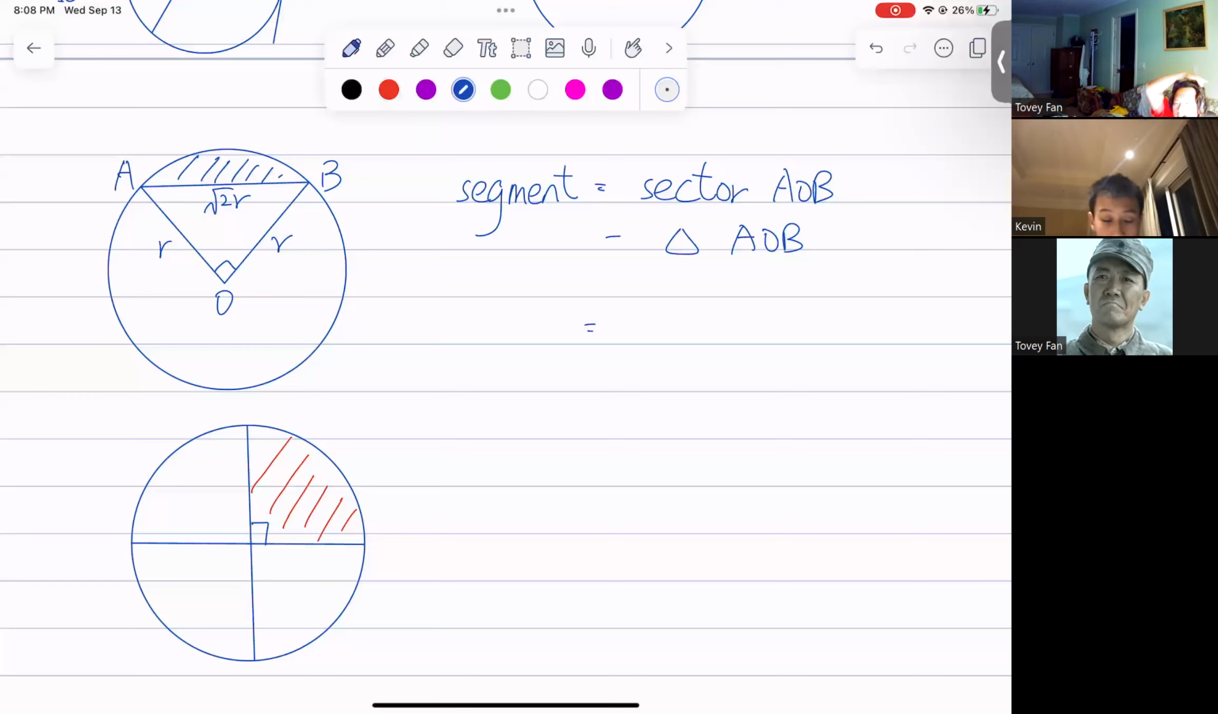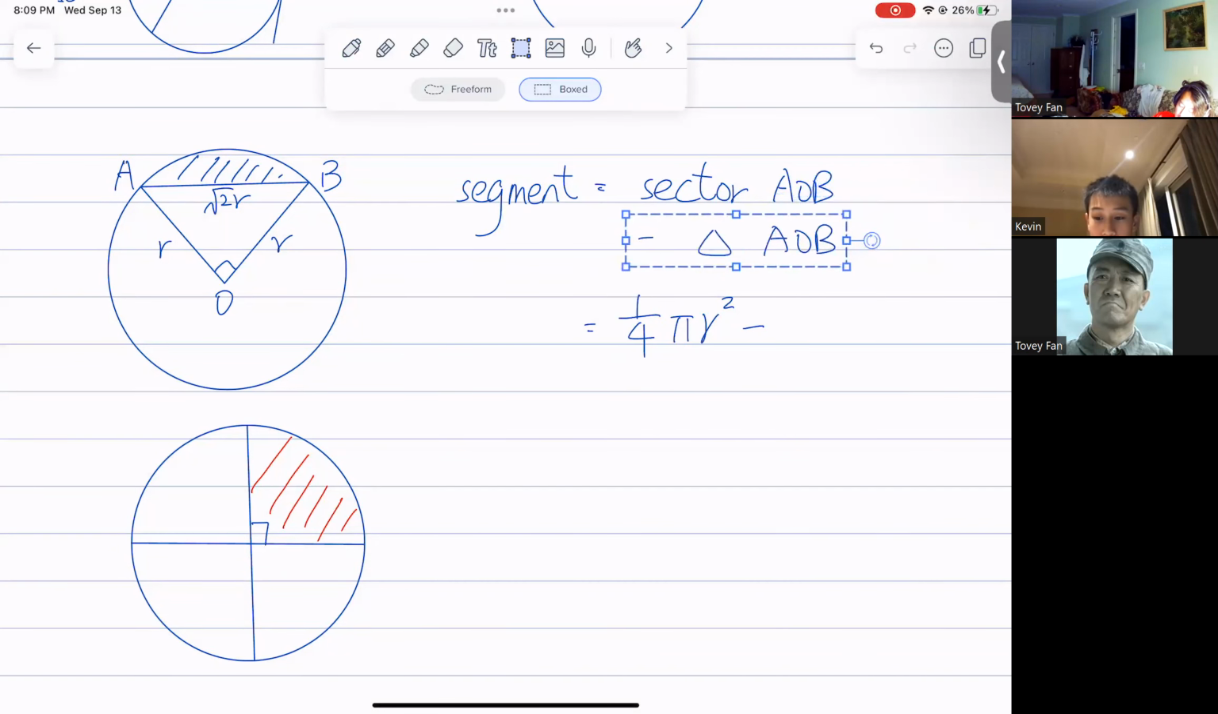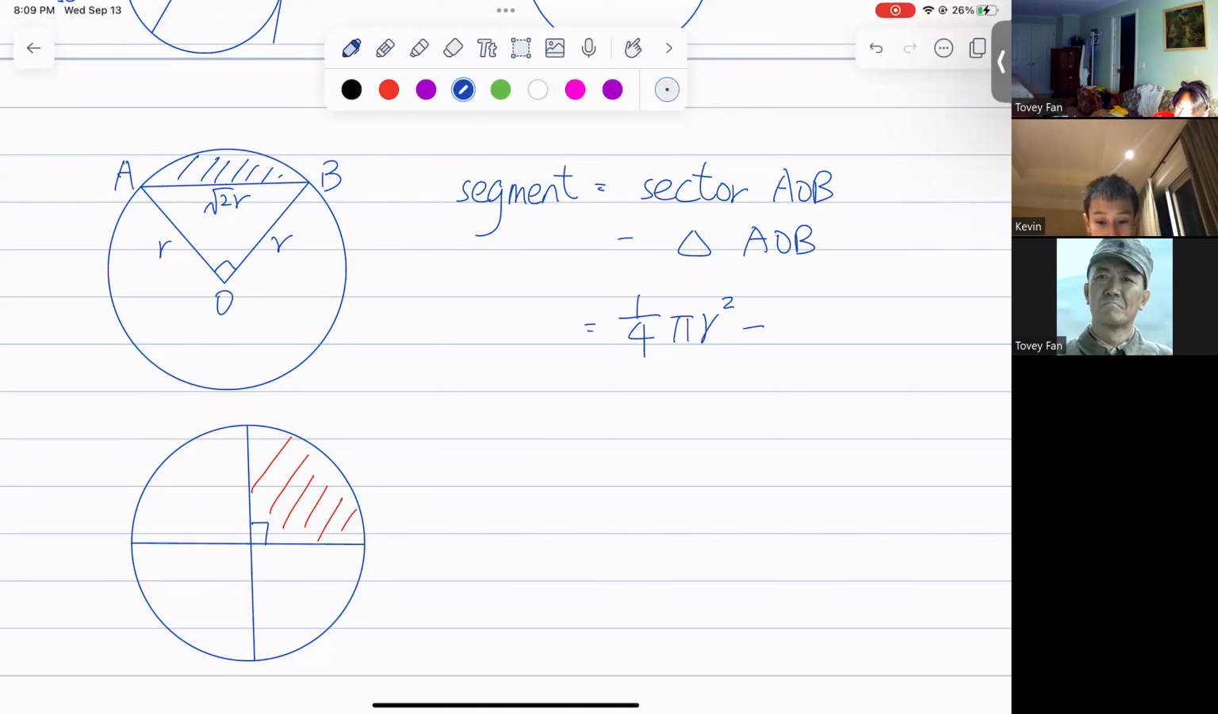A quarter is one out of four what? Pi r squared. Very good. Minus what? There's no minus because it's already divided by 4. The sector will be this, but you're going to subtract a triangle from it. So minus r squared divided by 2. There we go. The area of the segment is this, right?